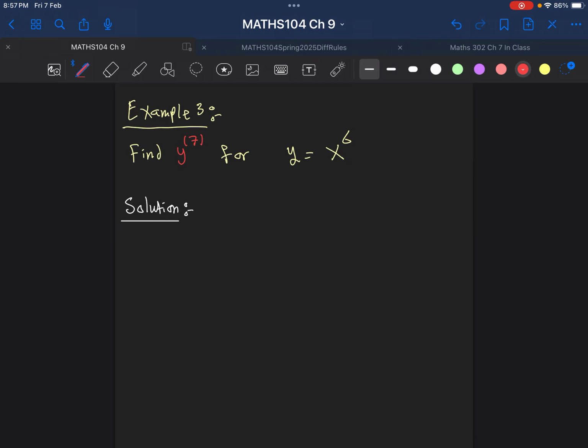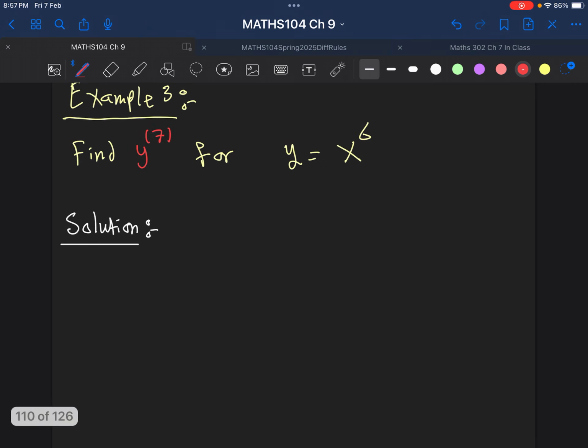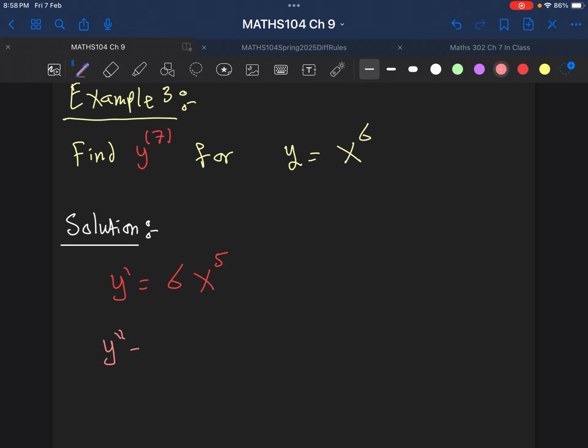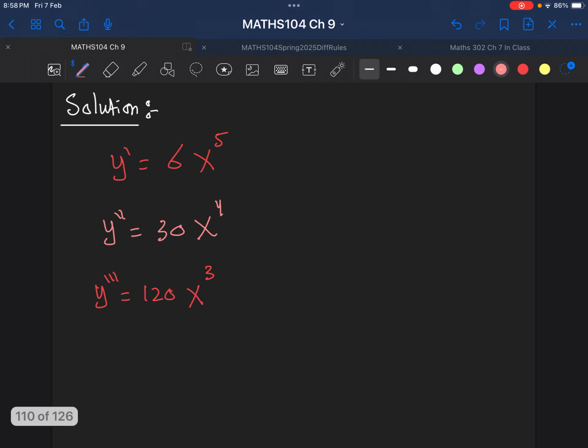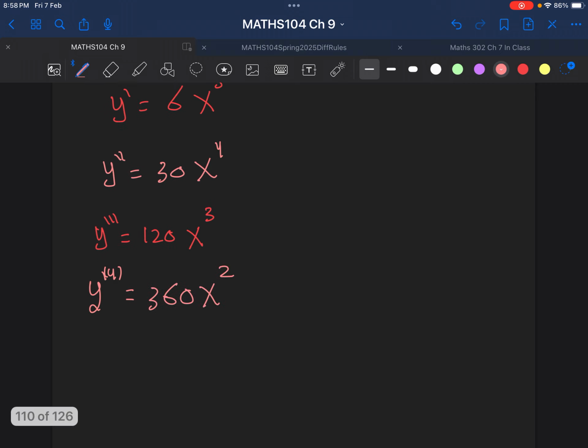Next question, we need to find the seventh derivative of x power 6. So we need to find the first derivative, which is 6x power 5. Next, we need to find the second derivative, so it will be 30x power 4. We need to find now the next derivative, which is the third one, which will be 120x power 3. Now, the fourth derivative will be 360x squared.